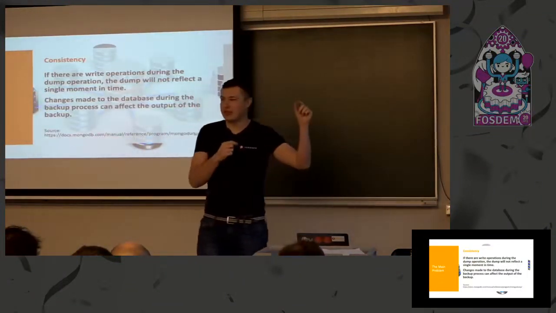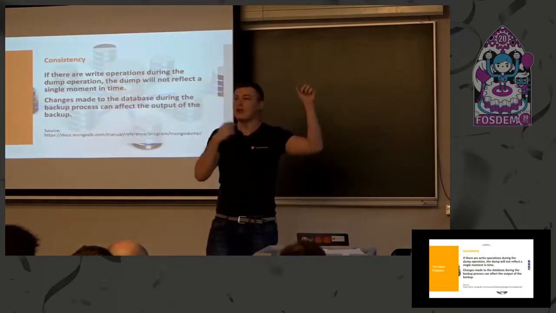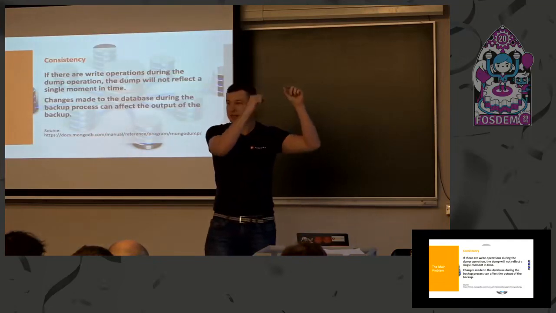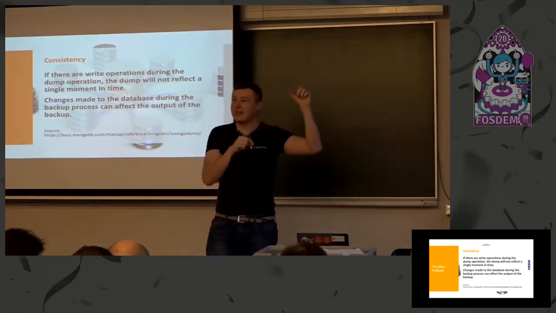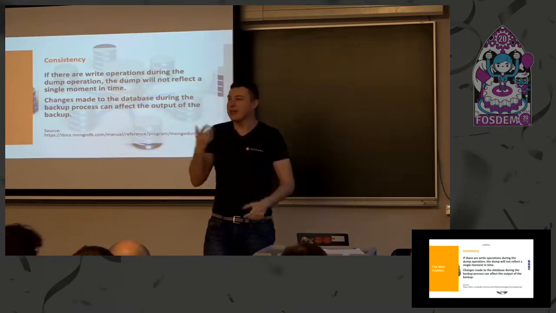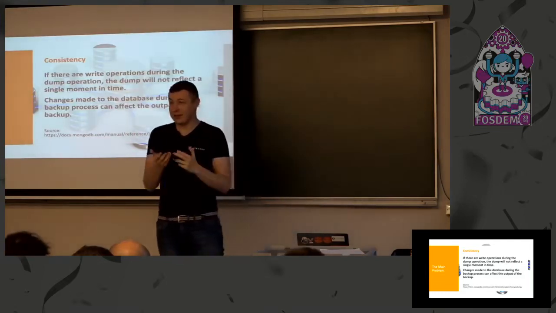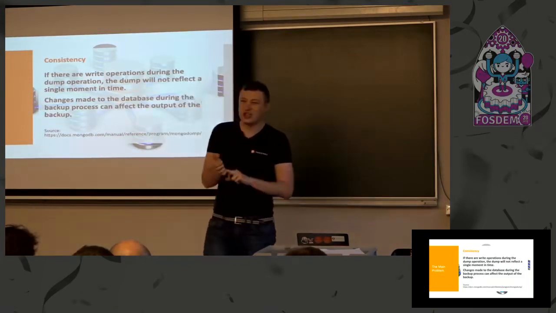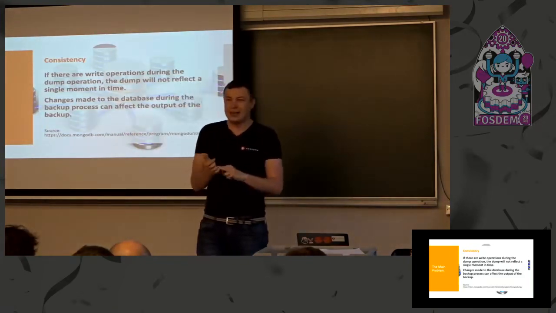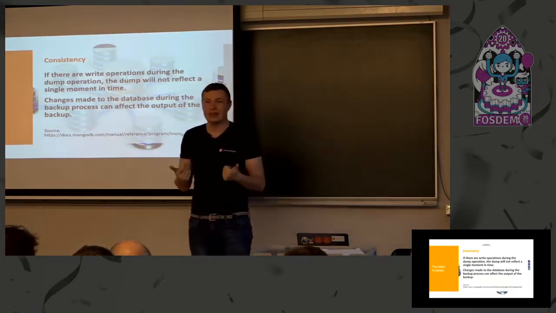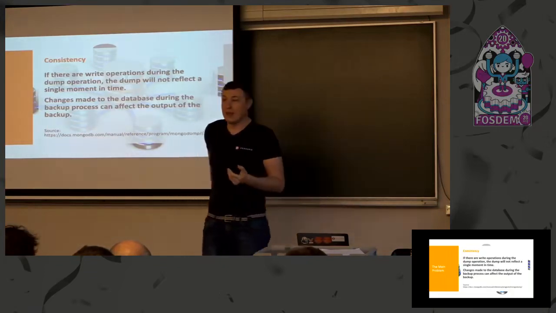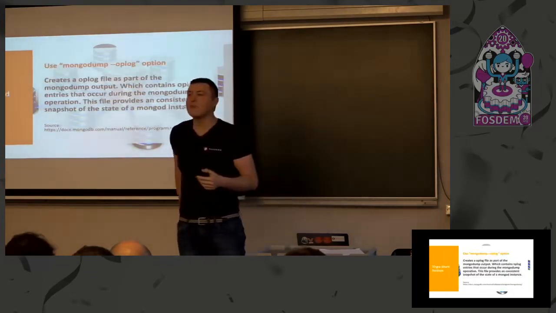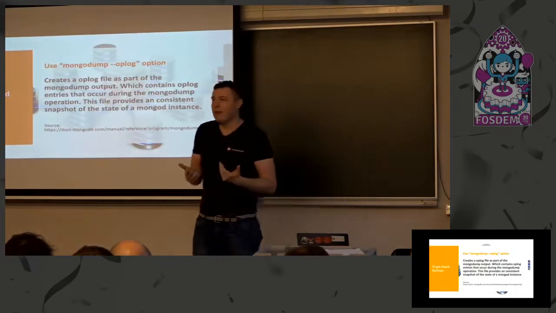And if your application changes a document at the beginning of the collection and at the end of the collection in the middle of your backup, you will get a backup with the old document at the beginning and the changed document at the end. So you don't have consistency by default in backups in MongoDB. But we have a kind of workaround there.